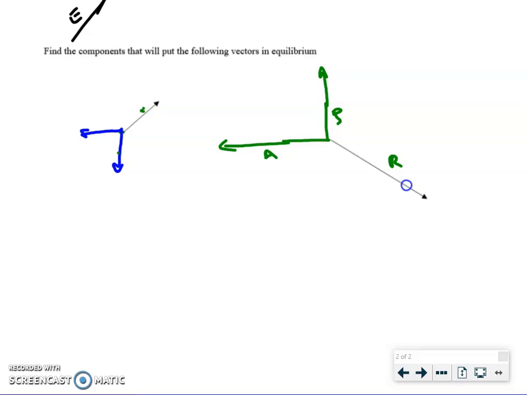Okay, so like I said, we can discuss this more if you have any questions, especially before we take the test.